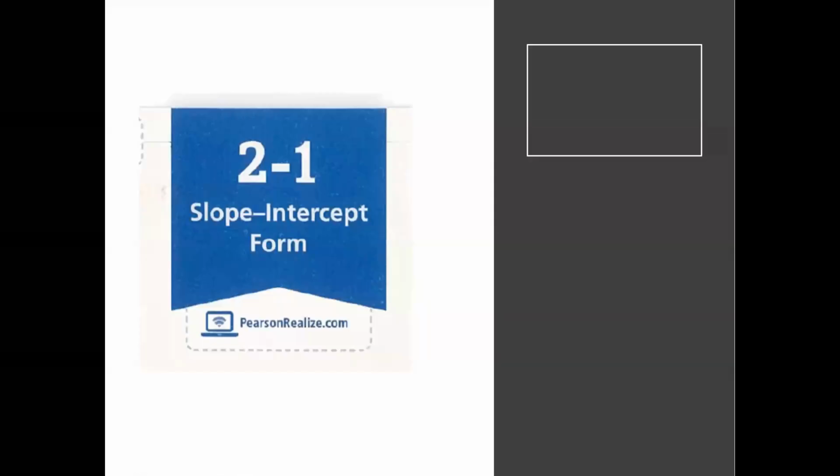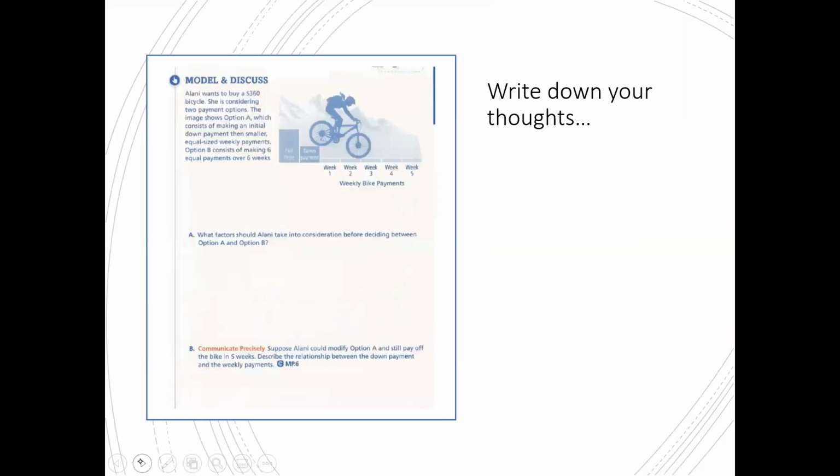We're going to start a brand new unit. We're done with section 1.2 to 1.6. So we're going to start with 2.1, which is on slope-intercept form. So make sure you guys get your guided notes ready.